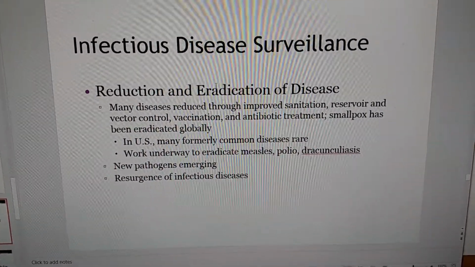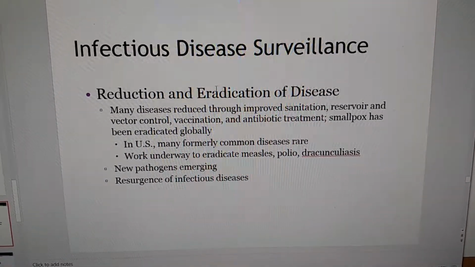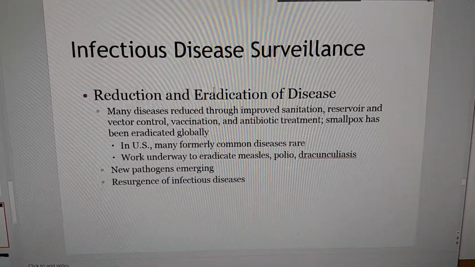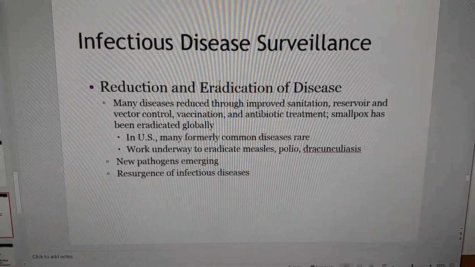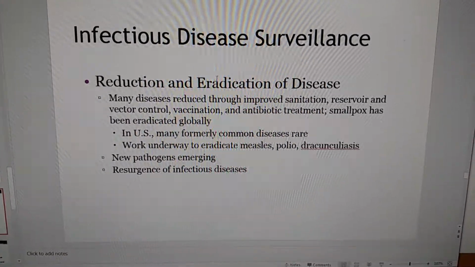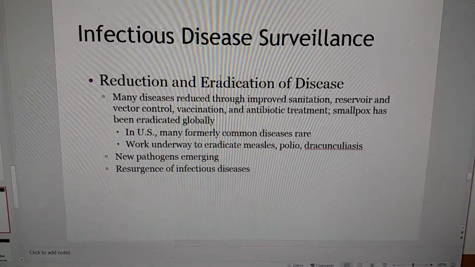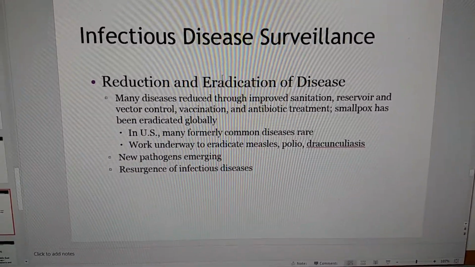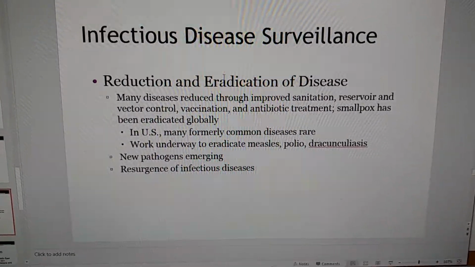So when you're trying to reduce and eradicate disease, a lot of times this has been done through things like improved sanitation, reservoir and vector control, vaccination programs, but smallpox is the only thing we've actually been able to get rid of. We are working on measles, polio, and the guinea worm, but we are not successful in that yet. I can't pronounce that word. I'm not going to, that's the fancy medical term for the guinea worm. That is probably the next one we will eradicate. There were less than 3 cases in the last couple of years.